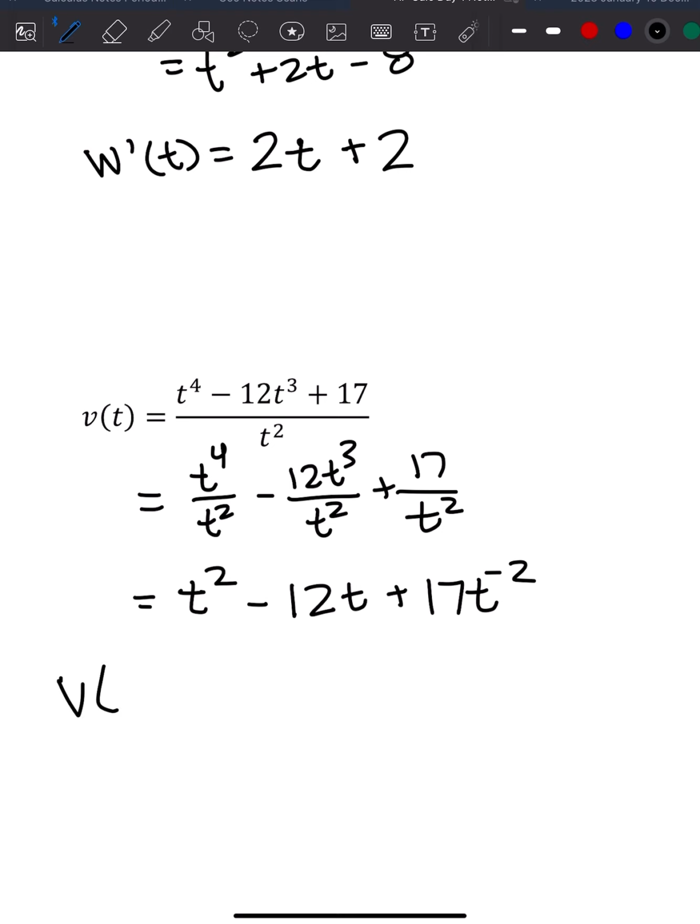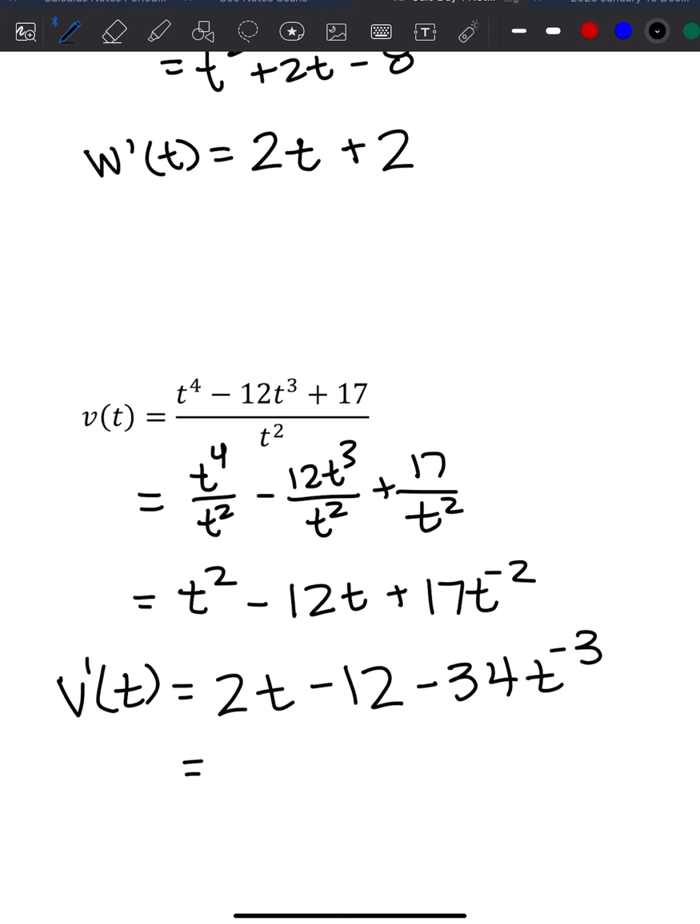Now that I have it, I can go ahead and find its derivative. So t squared would turn into 2t. Minus 12t would turn into a minus 12. And then 2 times 17, but it's negative, so negative 34 t to the negative 3rd power. And if I wanted to change it, all I would do is change this last one to negative 34 over t cubed.